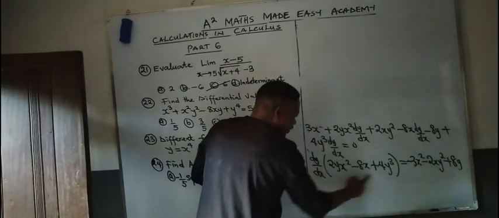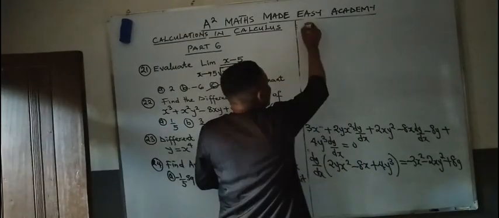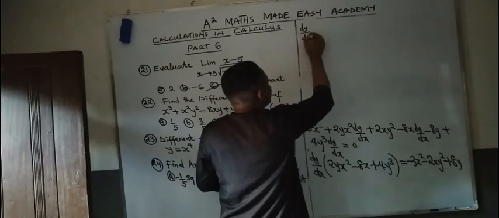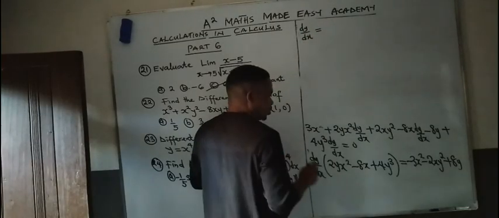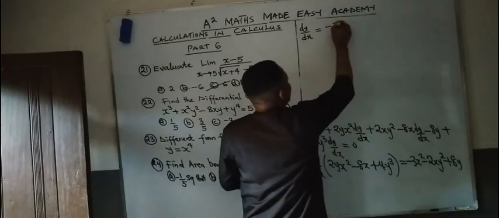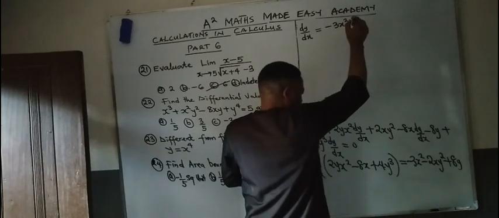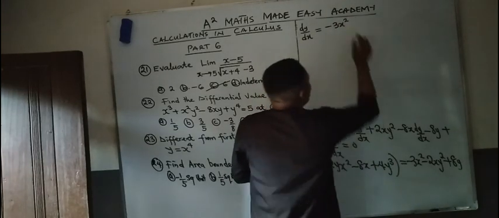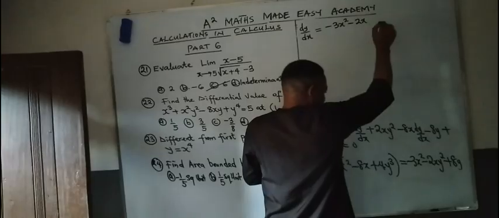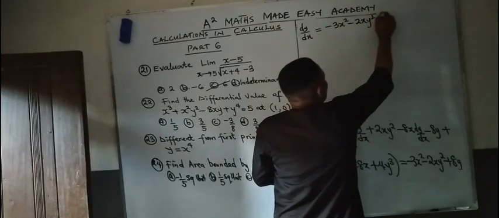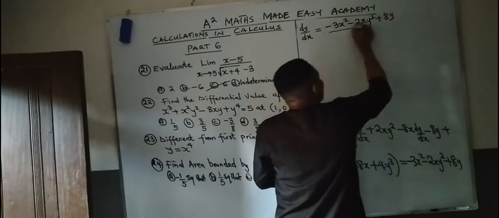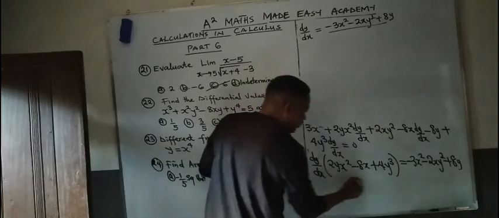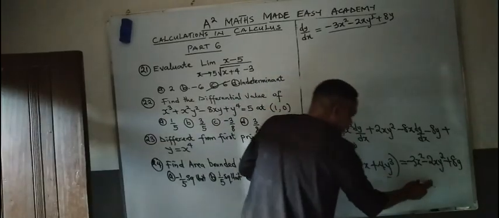So I will divide everything by the coefficient, which is this. So that I will be having dy over dx is now equal to minus 3x squared, minus 2x y squared plus 8y, divided by this, because we divide everything by this. Are you with me now?